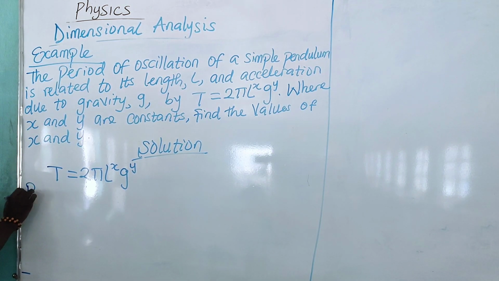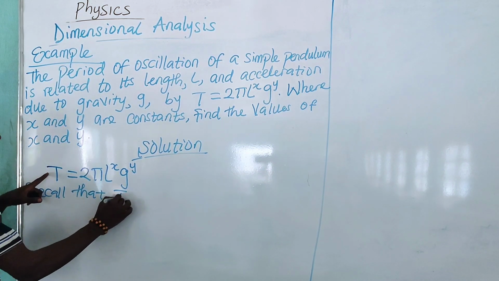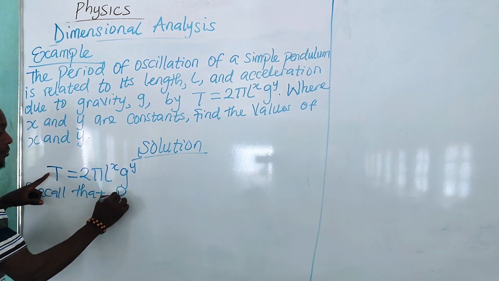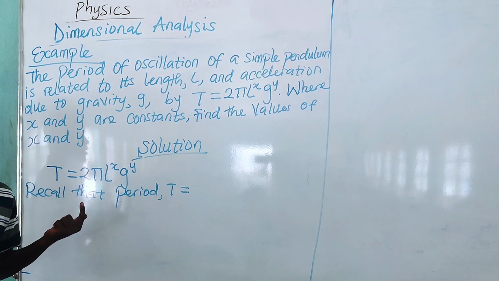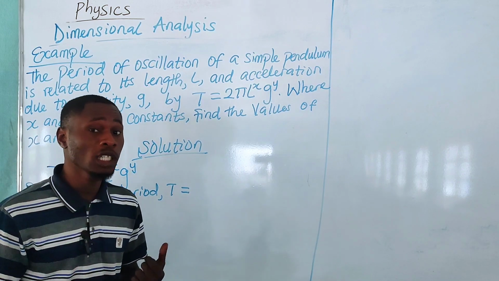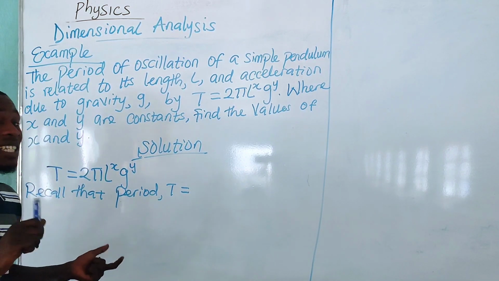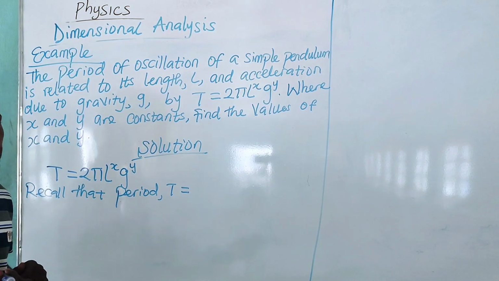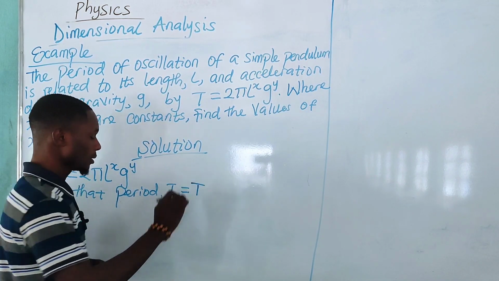So recall that T, which is the period, what is its dimension? Period is the time taken for a body to make one complete rotation or revolution. So it means that period is a time. So it also has the same dimension as time, which is capital T.